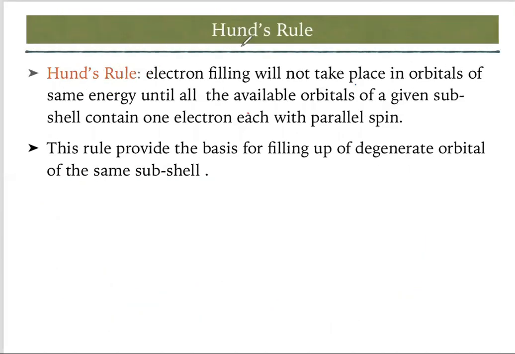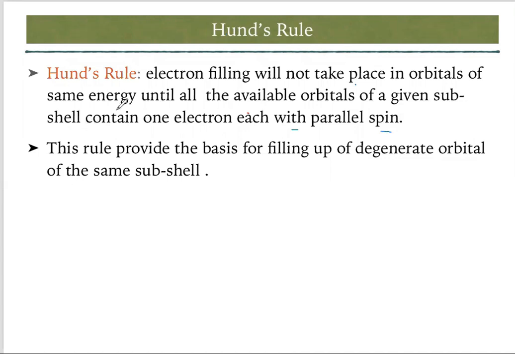Okay. Next we will discuss Hund's rule. We'll go through the statement first. Hund's rule says that electron pairing will not take place in orbitals of the same energy until all the available orbitals of a given subshell contain one electron each with a parallel spin.